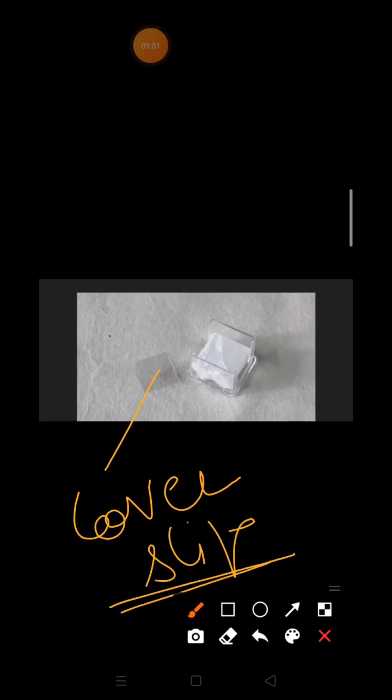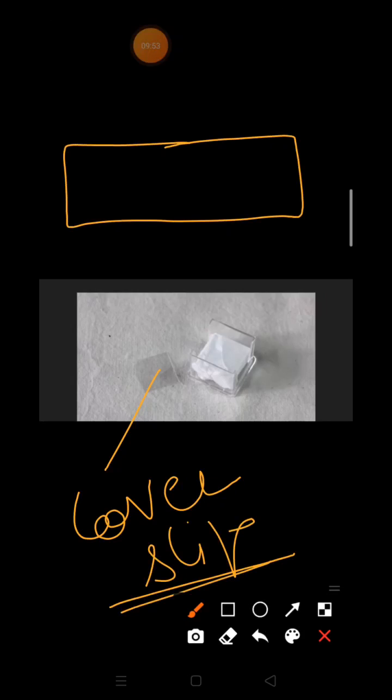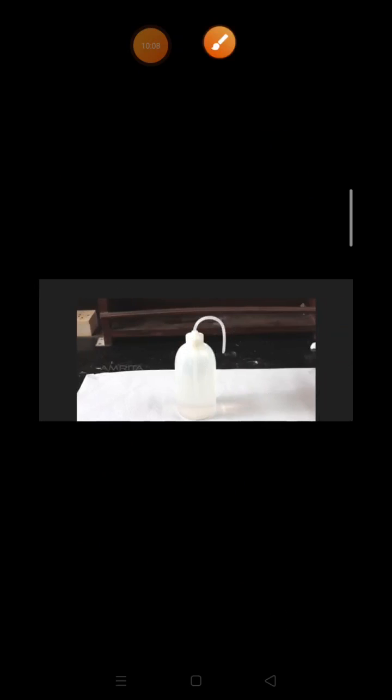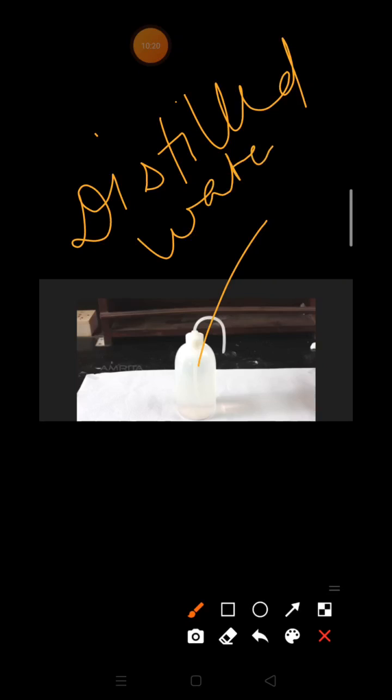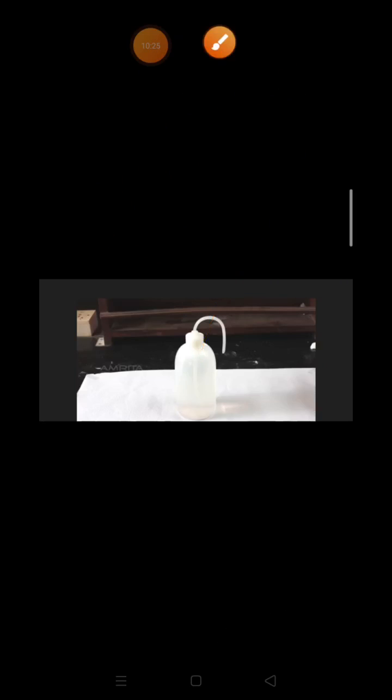So what is the function of this cover slip? When we prepare a temporary mount on a slide, whenever we keep the object in the center, then we use this cover slip for covering the slide so that dust particles may not enter. So it is called a cover slip. Now the next is distilled water, which we will be using while preparing the temporary slide. These are the materials required which we will be studying in this experiment.